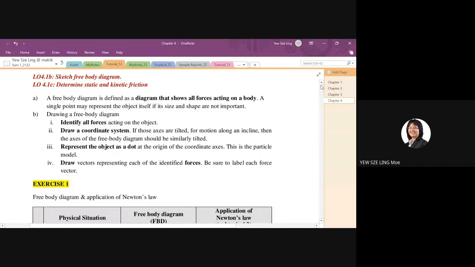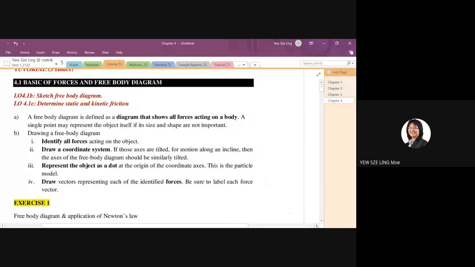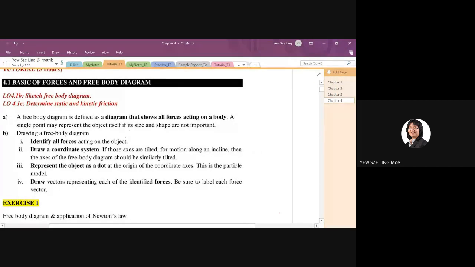So 4.1, okay, we have a free body diagram. Now let's see how we are going to sketch a free body diagram. So, basics of forces and free body diagram. First of all, you need to recall the types of force that we have seen in our previous class.